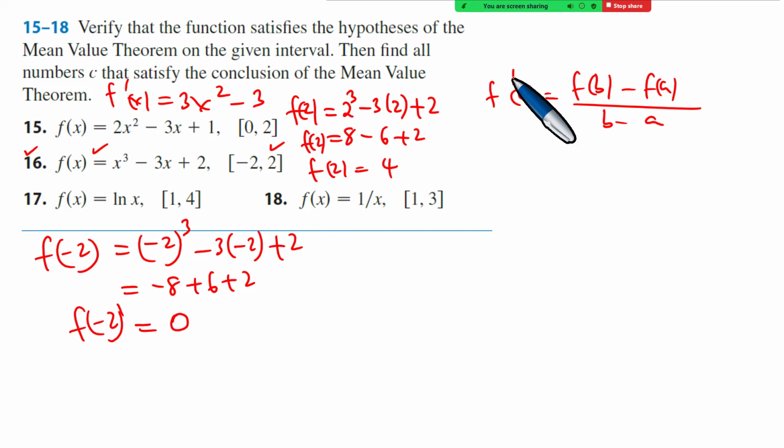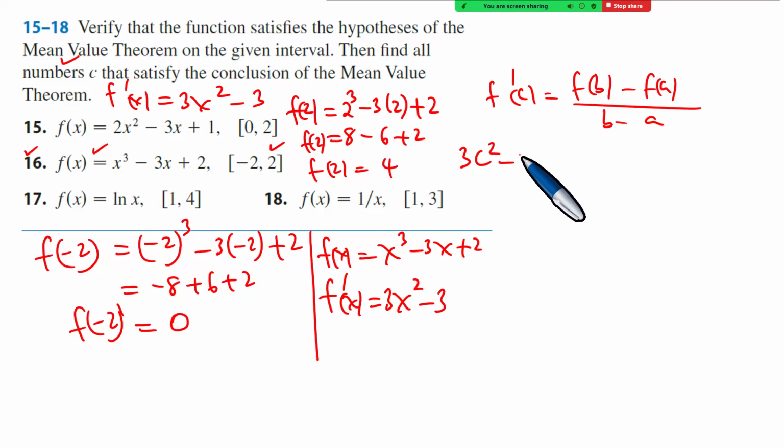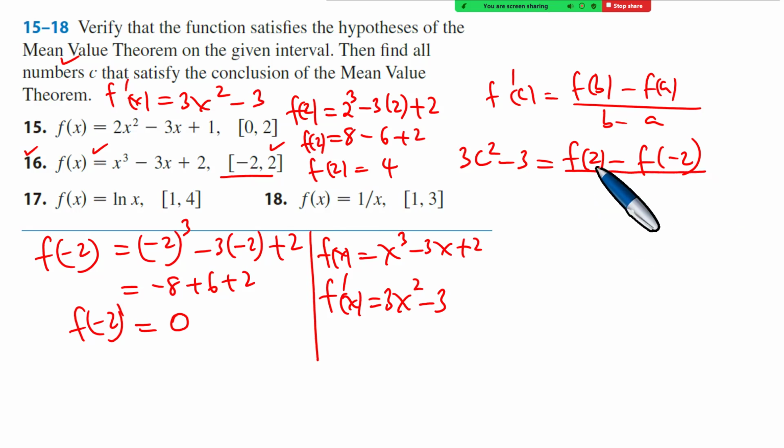What is the derivative next? Because we want to find f prime of c. So f of x is exactly x cubed minus 3x plus 2, which means we have f prime of x exactly 3x squared minus 3. Now we determine f prime of c in this particular expression. Remember, we are dealing with the mean value theorem. So we'll have 3c squared minus 3 equals f of b minus f of a, which in this case is f of 2 minus f of negative 2. So it becomes f of the rightmost endpoint minus f of the leftmost endpoint, and we divide by the same difference, b minus a.